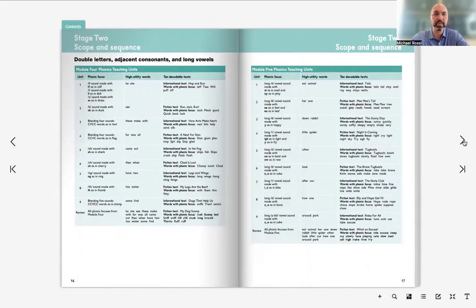Moving into the scope and sequence, you'll be able to see all of the double letters, adjacent sounds, morphology, compound words in its entirety. But really what you want to focus on here is that there are 2 modules. So here's one module on the left page and another module on the right page. Each module consists of 10 units or 10 weeks of instruction each. So you would have 10 here, making up a total of 20 weeks of instruction for Flying Start to Literacy Phonics Stage 2.